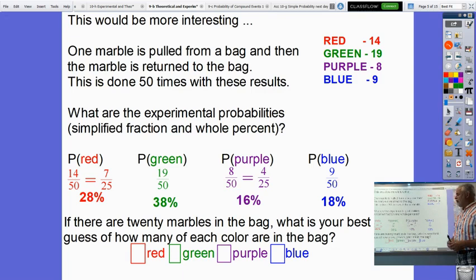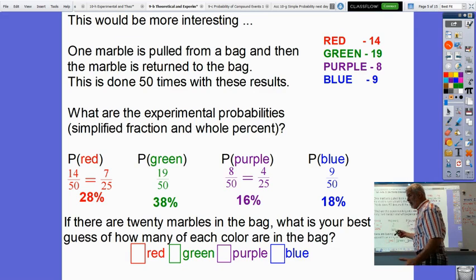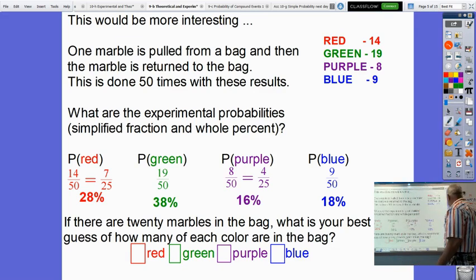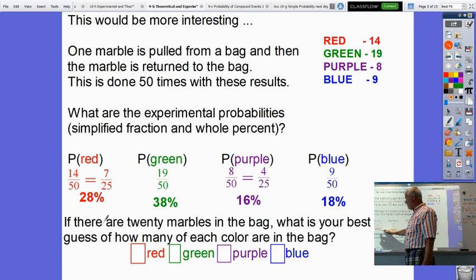If there are 20 marbles in the bag, I tell you there's 20 dice, right? 20 marbles in the bag, 20 dice in the cup. What's your best guess of how many of each there are? If you had to split this out into 20, well, what do you think? You want to get these out of 20 instead of out of 100. So you could divide each of these numbers by 5, basically. Kind of round them off.